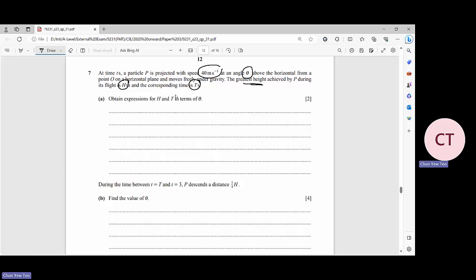Since this one involves time, we will have horizontal and vertical displacement. Horizontal displacement will be x is equal to u cos theta t. For vertical, it will be y is equal to 40 sin theta t minus half g t squared. Then I need to find the maximum height, the greatest height. So from here I find dy/dt. I get 40 sin theta minus gt.